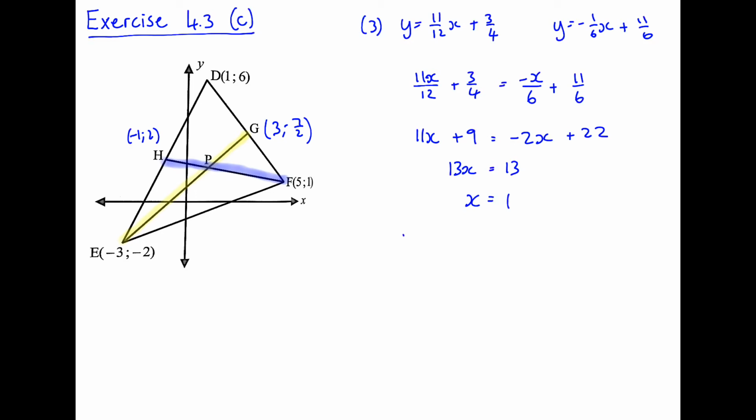All right, now to get the y value, we can substitute into either of the two equations. So let's go with the first one. So y is equal to 11 over 12 times 1 plus 3/4. And we get y is equal to 5 over 3. Therefore, point P is 1 and 5 over 3.